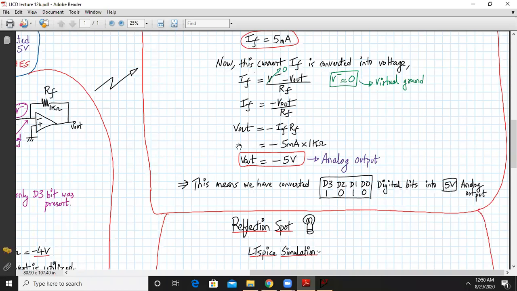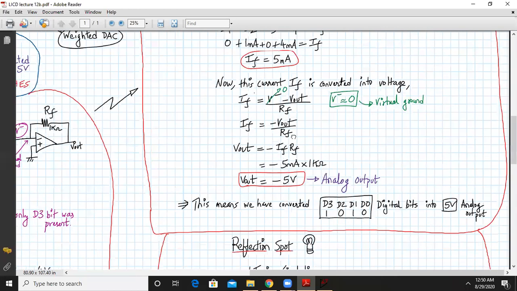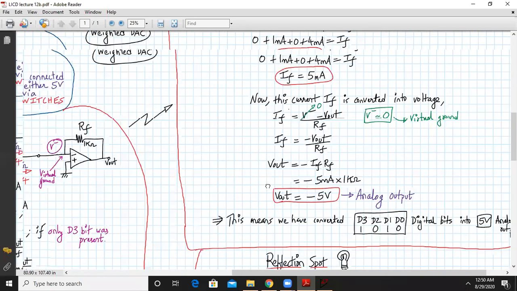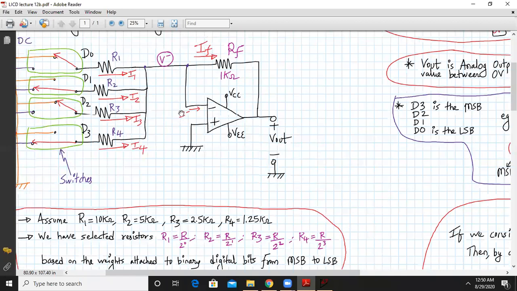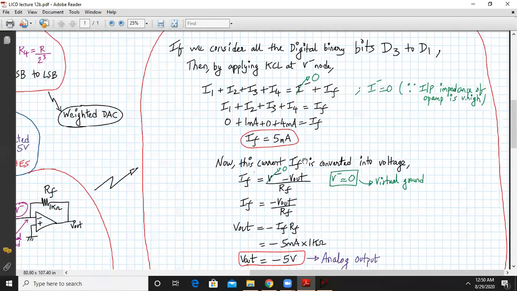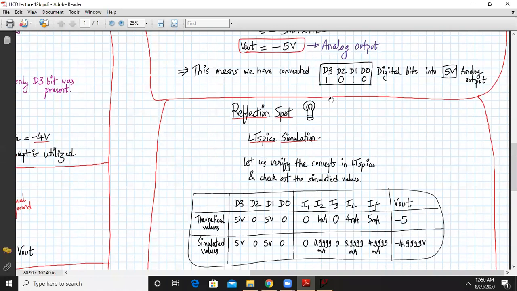This means that we have converted D3 to D0, that is 1010 digital bits, into 5 volts analog output. So that's what we have achieved with this information so far. For the corresponding value of D3 to D0 as 1010, the output is showing around minus 5. Yeah, minus 5.